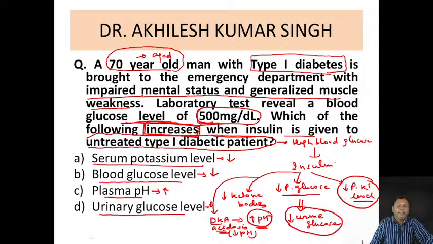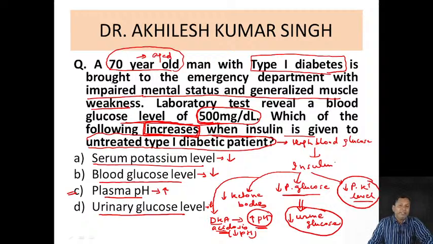So what is the correct answer here? The correct answer here is the plasma pH. Plasma pH will start rising up. Right. So one of our students has marked answer B. Option B is not the right answer, because when you give the insulin, the blood glucose level will fall. Insulin will decrease the blood glucose level. You know very well, so it will not increase, the glucose level will fall down.